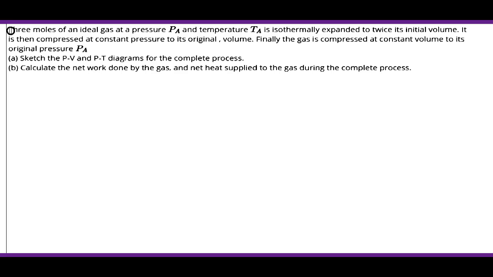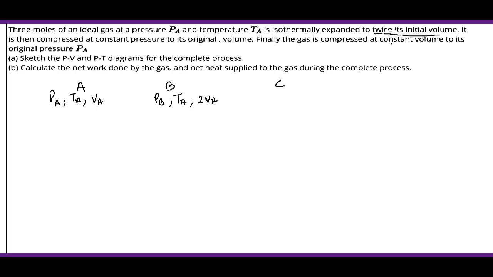Hello. The question says that 3 moles of an ideal gas which was at pressure Pa and temperature Ta is isothermally expanded to twice its initial volume. So let us assume that the first state be A, the second state be B. Initially it was having pressure Pa, temperature Ta, and suppose the volume will be Va. What has happened here is that it has been expanded isothermally. So in isothermal we know that the temperature will remain the same, and the volume has become twice, so it will be twice of Va. And the pressure here, let us assume it to be Pb.